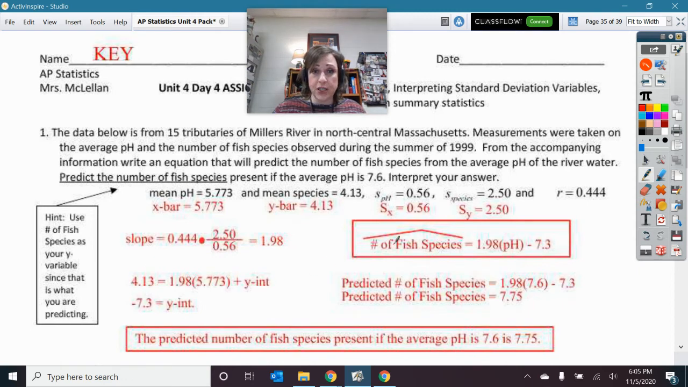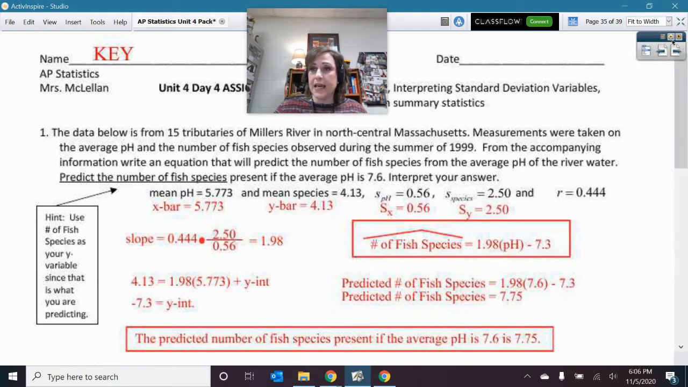So my prediction equation was predicted number of fish species equals 1.98 times the pH level minus 7.3. Again, the y-intercept wouldn't make sense if I was interpreting this, because a pH of 0 would have negative 7.3 predicted fish species. Then they asked me to predict with an average pH of 7.6. There I just plugged in my 7.6 and I got 7.75. So that's the predicted number of species, which is not realistic.